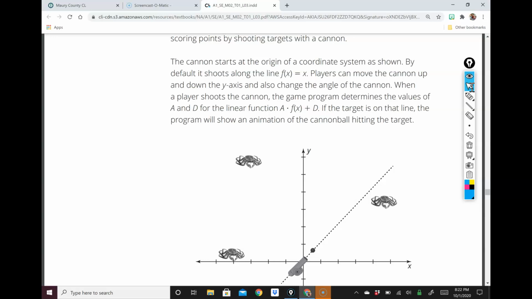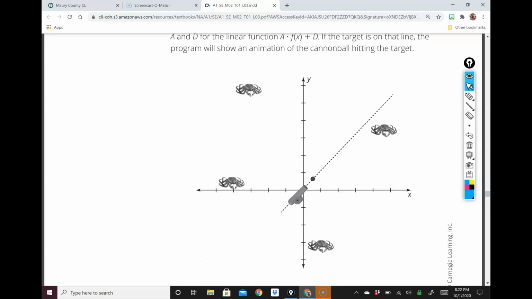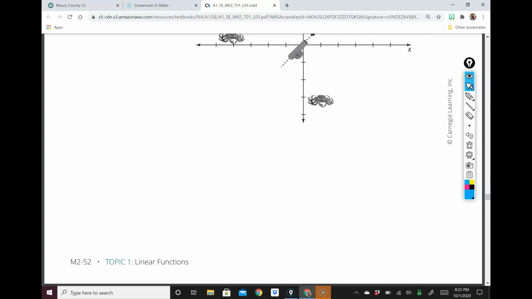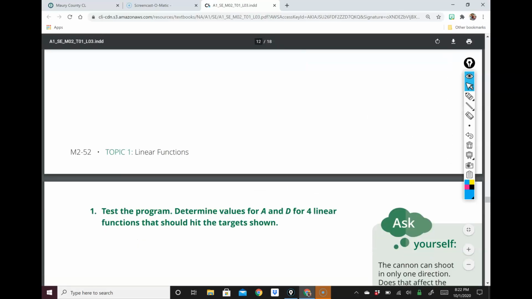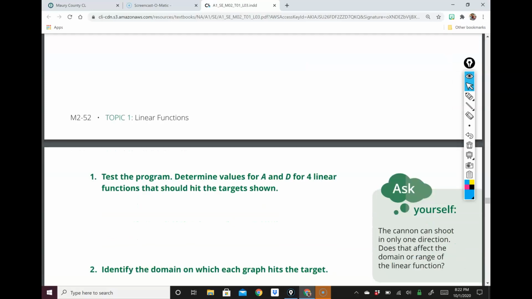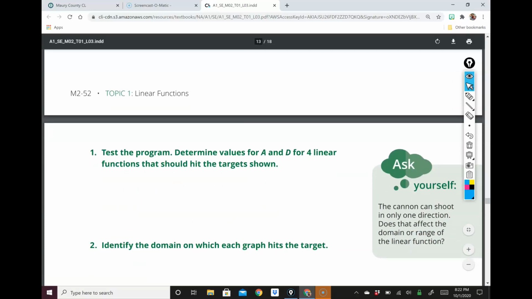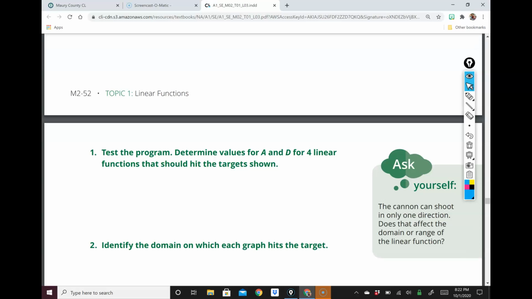When a player shoots the cannon, the game program determines the values of a and d for the linear function. If the target is on the line, the program will show an animation of the cannonball hitting the target. Oh, look at that fun game. Number 1, test the program. Determine values for a and d for 4 linear functions that should hit the targets shown.